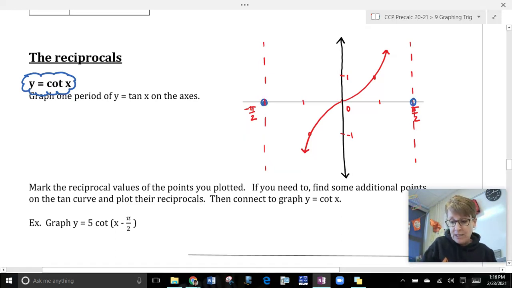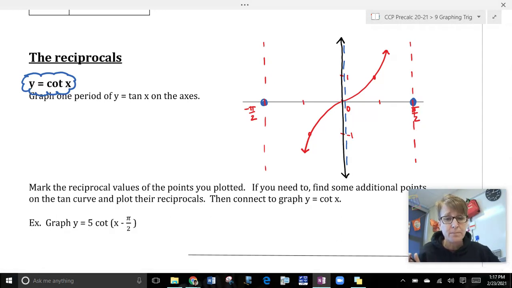So I'm putting my cotangent in blue just so we can see the distinction between the tangent and the cotangent. Now, tangent has a 0 right in the middle. But again, if we think about that reciprocal value, it turns into 1 over 0, and that's undefined. So tangent's 0 turns into cotangent's asymptote. I'm just putting it off to the side a little bit so we can see it on the axis. So basically, they're just flipping places. A 0 turns into an asymptote turns into a 0.